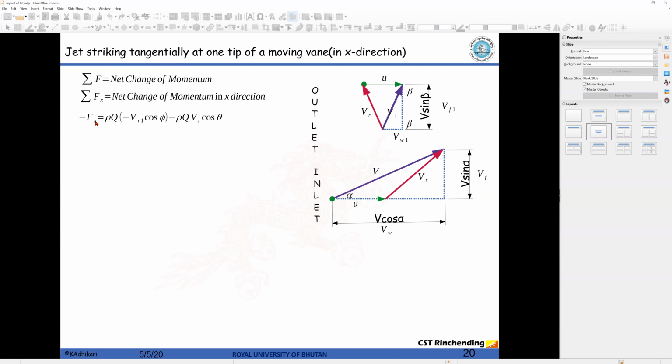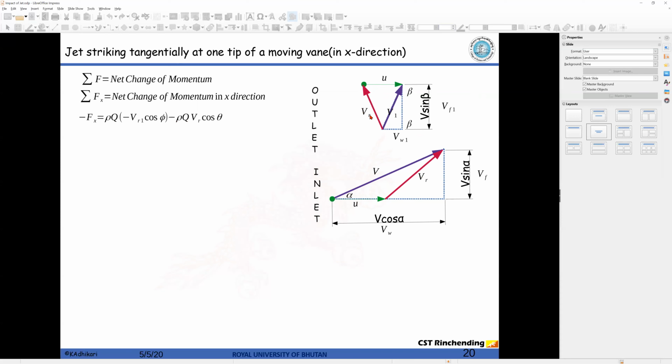and further the net change of momentum in x direction, because we are talking about x direction. So minus Fx, I believe you know now why minus Fx is coming, is equal to rho Q, which is the mass flow rate, times the velocity, which would be Vr cos phi, sorry, one angle phi is missing. Similarly, angle theta is missing here. Okay, so Vr cos phi, it is negative because of this direction, right? Its x component will be in this direction, so minus rho Q Vr, that is this.